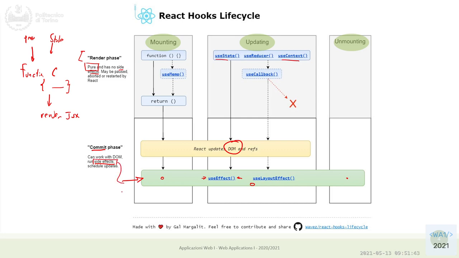So we must very clearly separate which code needs to be executed during the render phase, and this code must be pure and functional, like we did up to now, and which code needs to produce some side effects, so involve something which is outside the component and maybe also outside the server, like an API call, and that should run in the commit phase, so outside the body of the function. And useEffect is a hook that allows us to define some callbacks that will be executed in this context.